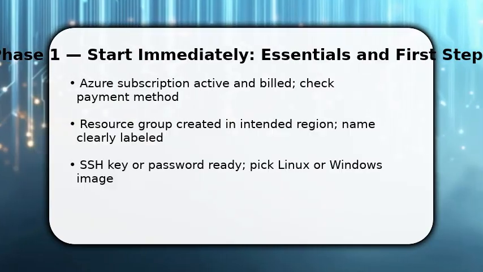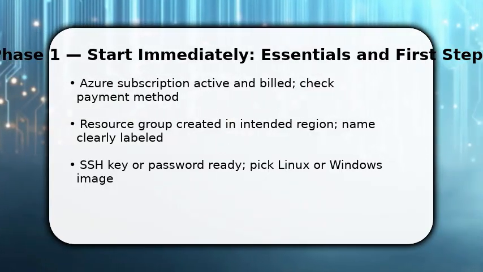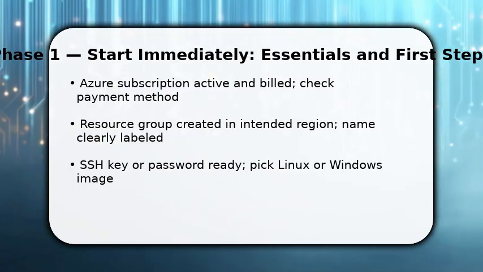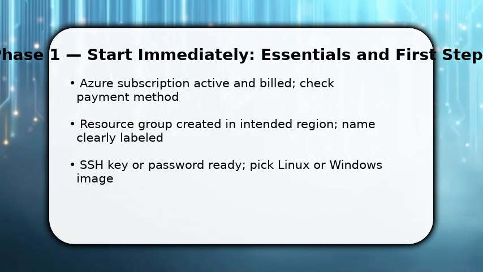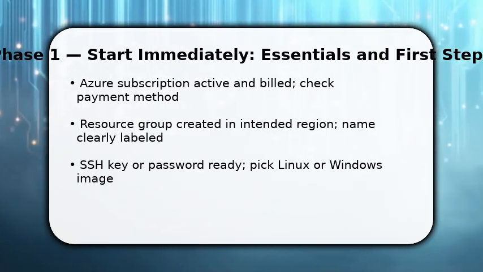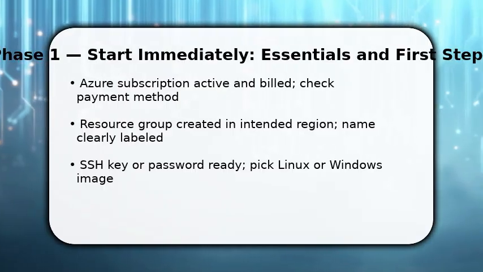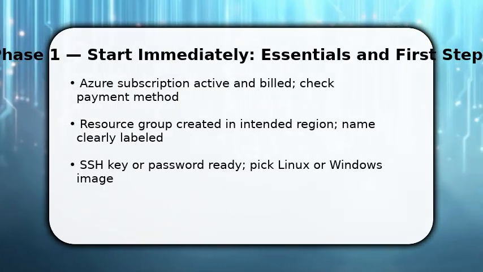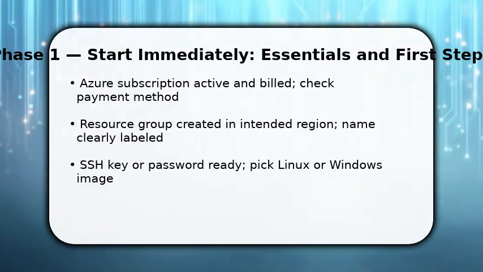You start by confirming prerequisites, an active Azure subscription and a chosen region. Once confirmed, create a resource group to organize resources. Next, pick the VM image, Linux for CLI work, Windows for GUI, and decide SSH key versus password for access. Generate an SSH key pair locally if you choose keys, and note VM size requirements so you don't under-provision.